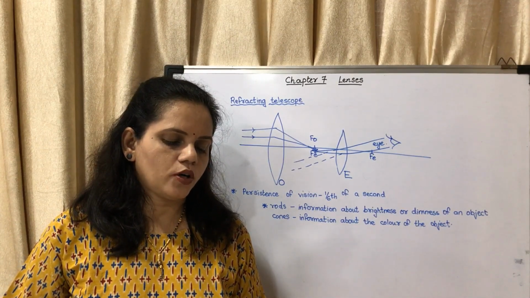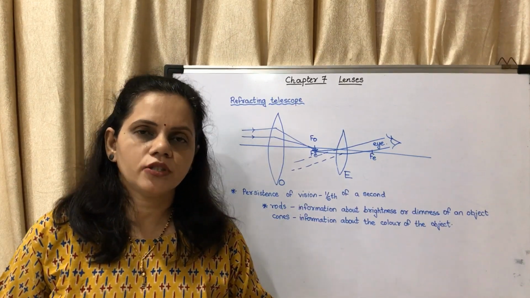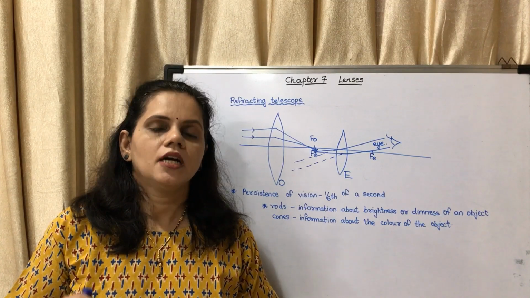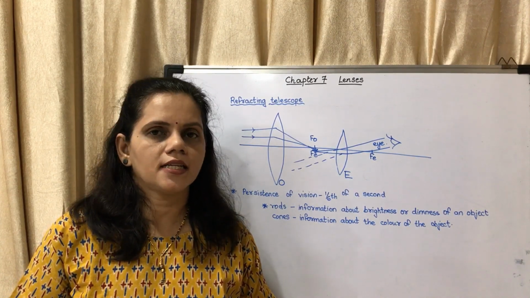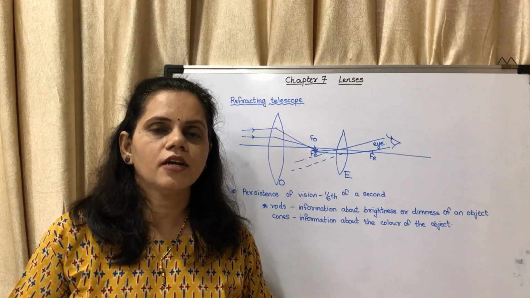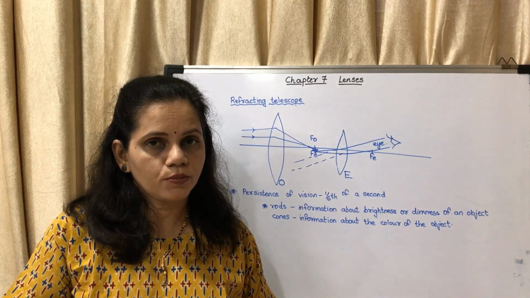Rod-like cells respond to faint light also, but conical cells do not. Okay, so this is a very important point, that is, rod cells respond to faint light but conical cells do not. That is why in faint light or dim light we are not able to see colors. We are able to see objects.